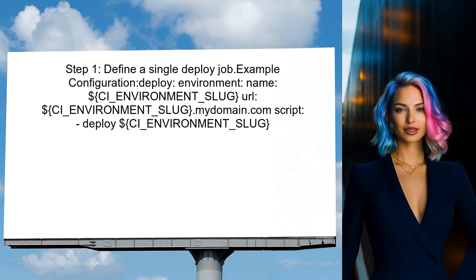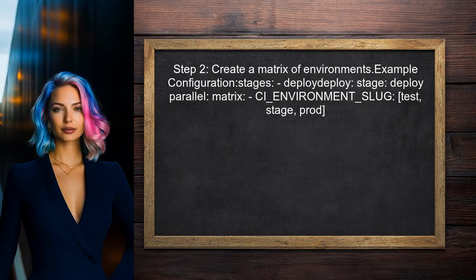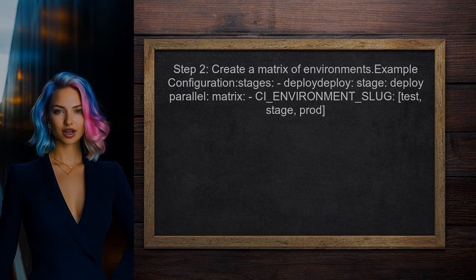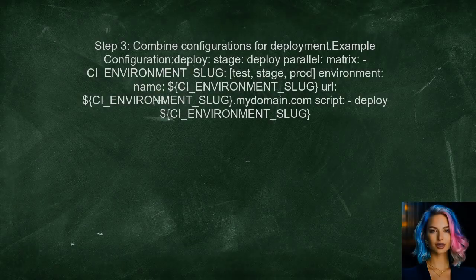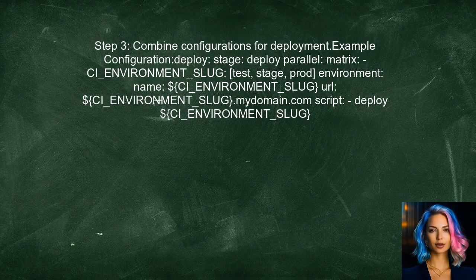To configure multiple named environments in GitLab CI, the user can start by defining a single deploy job that utilizes the environment name dynamically. This will help reduce redundancy in the configuration. Next, the user should create a matrix of environments. This allows the user to specify the different environments they want to deploy to, such as test, stage, and prod. Now, the user can combine these configurations. By using the matrix strategy, the user can deploy to each environment with the same job definition, simplifying the process.